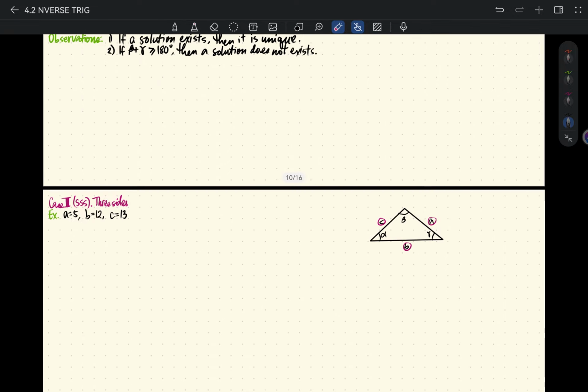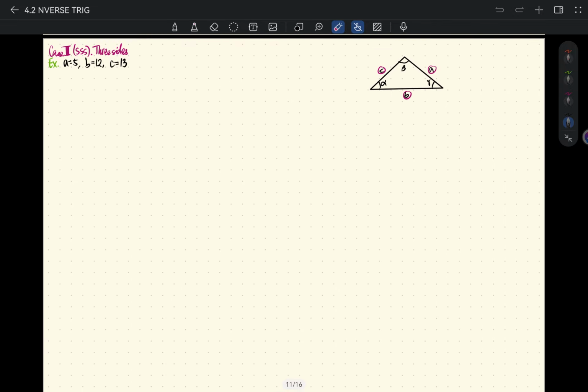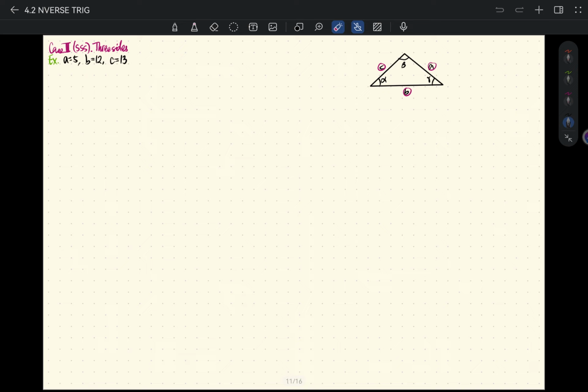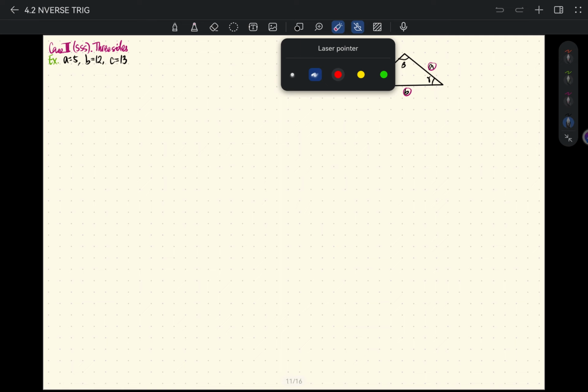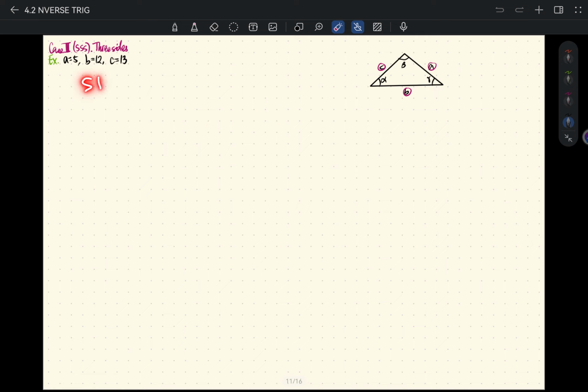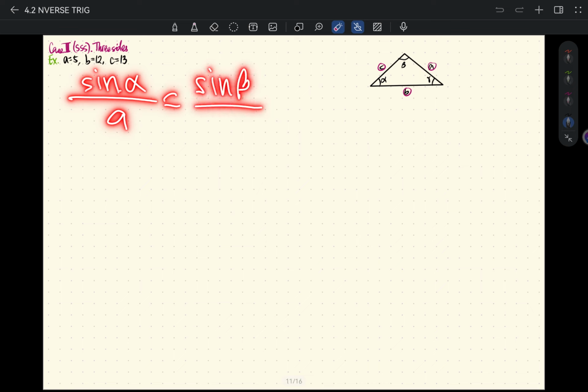Let's proceed to the third one. This one right here, you are given three sides. You have A equals 5, B equals 12, and C equals 13. Unfortunately, law of sines is not useful here. Why? So, law of sines tells us that sine of alpha over A equals sine of beta over B equals sine of gamma over C.